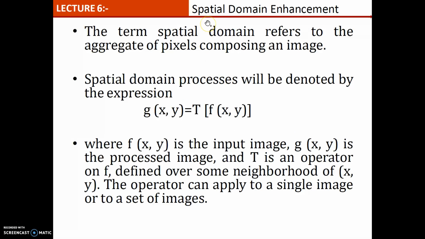Now, spatial domain enhancement techniques. We already know the term spatial domain refers to the aggregate of pixels composing an image. So we can say a spatial domain process can be denoted by g(x,y) = T[f(x,y)], where f(x,y) is the input image, g(x,y) is the processed image, and T is an operator defined over some neighborhood of (x,y). The operator can be applied to a single image or a set of images.